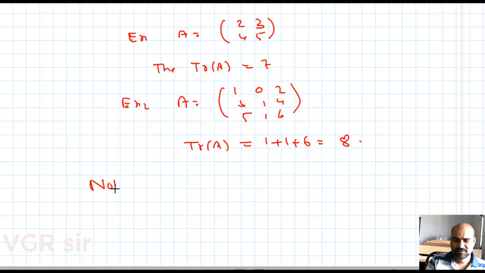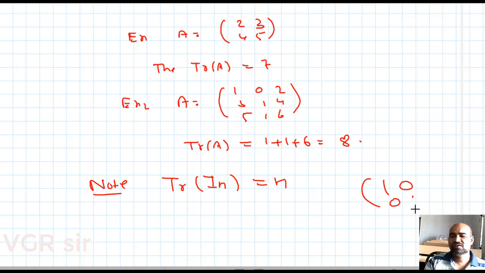Note: the trace of the identity matrix of order n equals n only. What is the meaning of that? Take 1 0 0 1. What is the addition? Second order, so 2 only. Take 1 0 0, 0 1 0, 0 0 1. This is the 3 by 3 unit matrix. What is the trace? 1 plus 1 plus 1, 3 only.